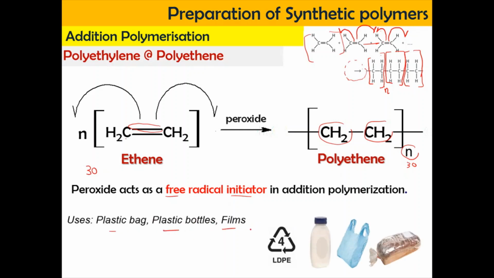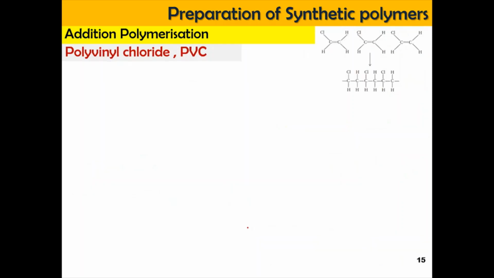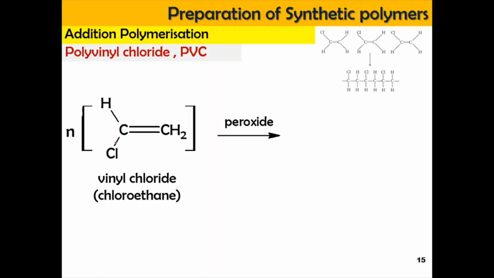Okay, now we're going to look into the formation of polyvinyl chloride, or known as PVC. So polyvinyl chloride, or vinyl chloride, is known as chloroethene. So the chloroethene is going to have the structure like this, and then with the presence of peroxide, it is going to initiate the free radical. So the double bond, because this contains two electrons, right?